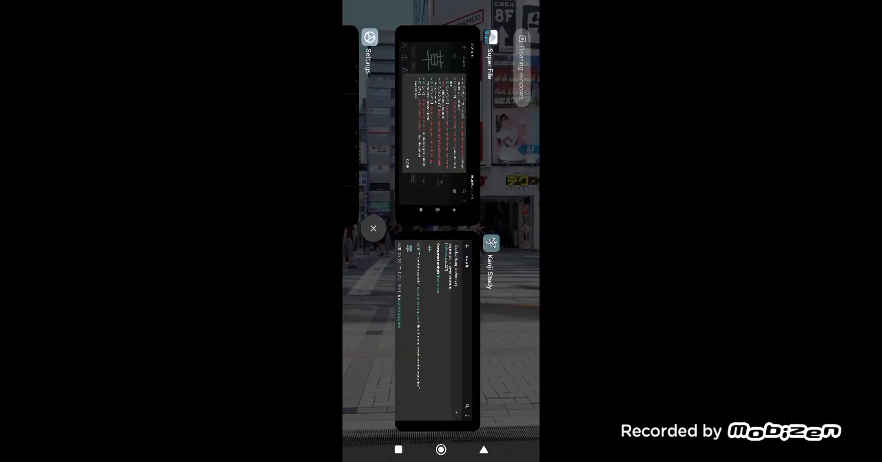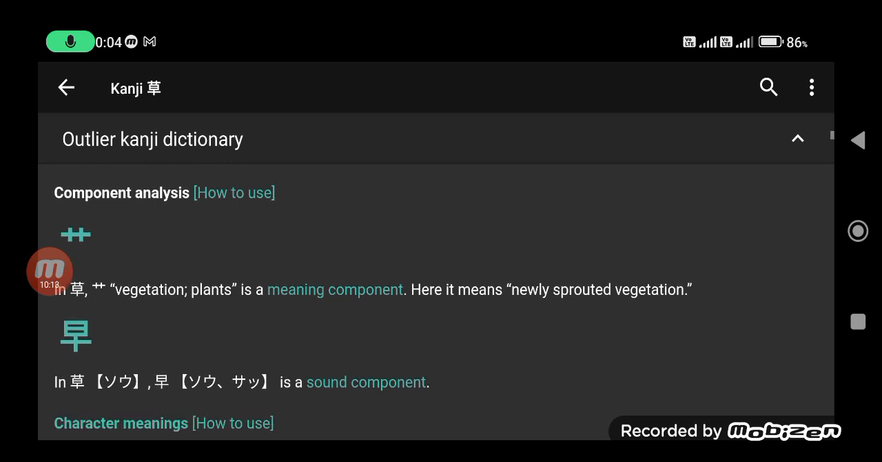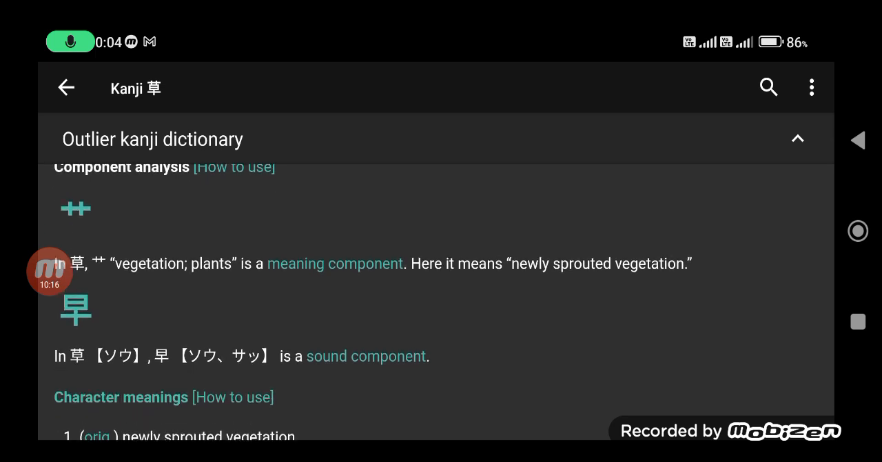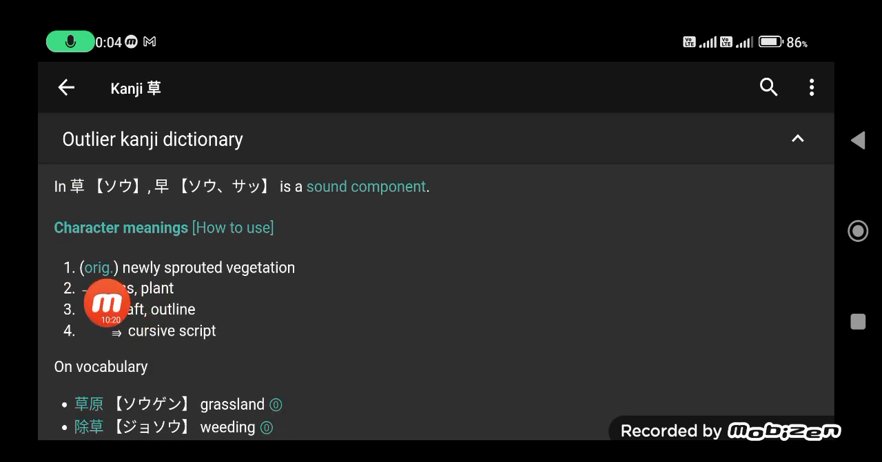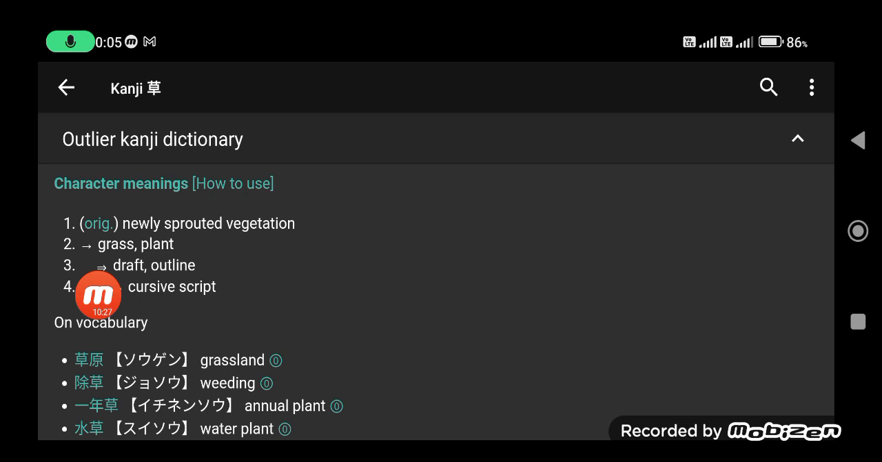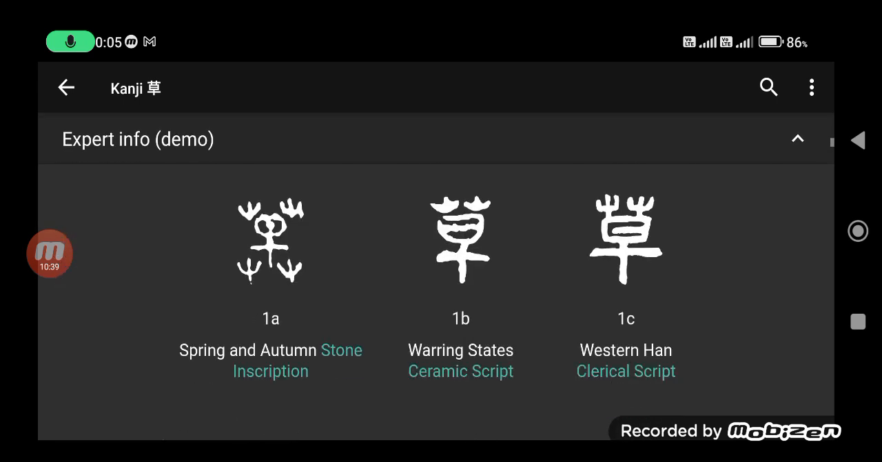Okay, going back to our main material, or main reference rather. Minasan, we're running out of time, so we'll go directly to the meaning. Original meaning, which is the ancient Chinese meaning: newly sprouted vegetation. Primary meaning for our subject kanji: grass, plant. And the derived secondary meaning: draft, outline, cursive script. Okay, so we go now to our vocabulary.